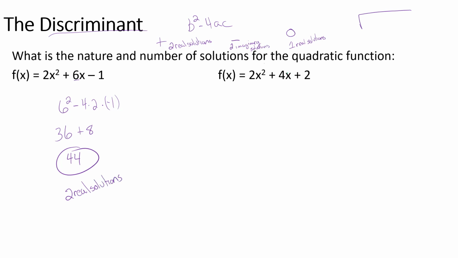All right, our other problem, b squared, so 4 squared minus 4 times a times c. 4 times 2 is 8, times 2 is 16. 4 squared is 16. 16 minus 16 is 0. And so we end up with 1 real solution.